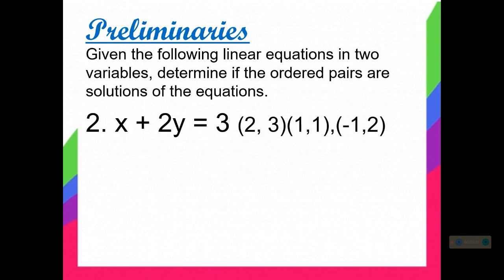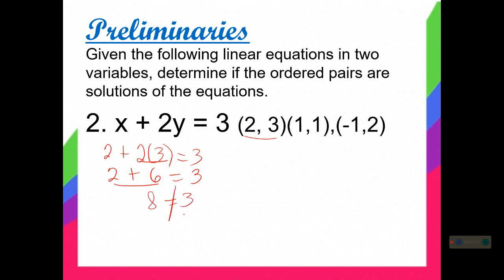x plus 2y equals 3. We are going to try these 3 ordered pairs. Let us have the first one, (2, 3). We have our x, which is 2, plus 2 times our y, which is 3, equals 3. So 2 plus 2 times 3 is 6, is equal to 3. Then 2 plus 6 is 8, which is not equal to 3. Therefore, it is not a solution.